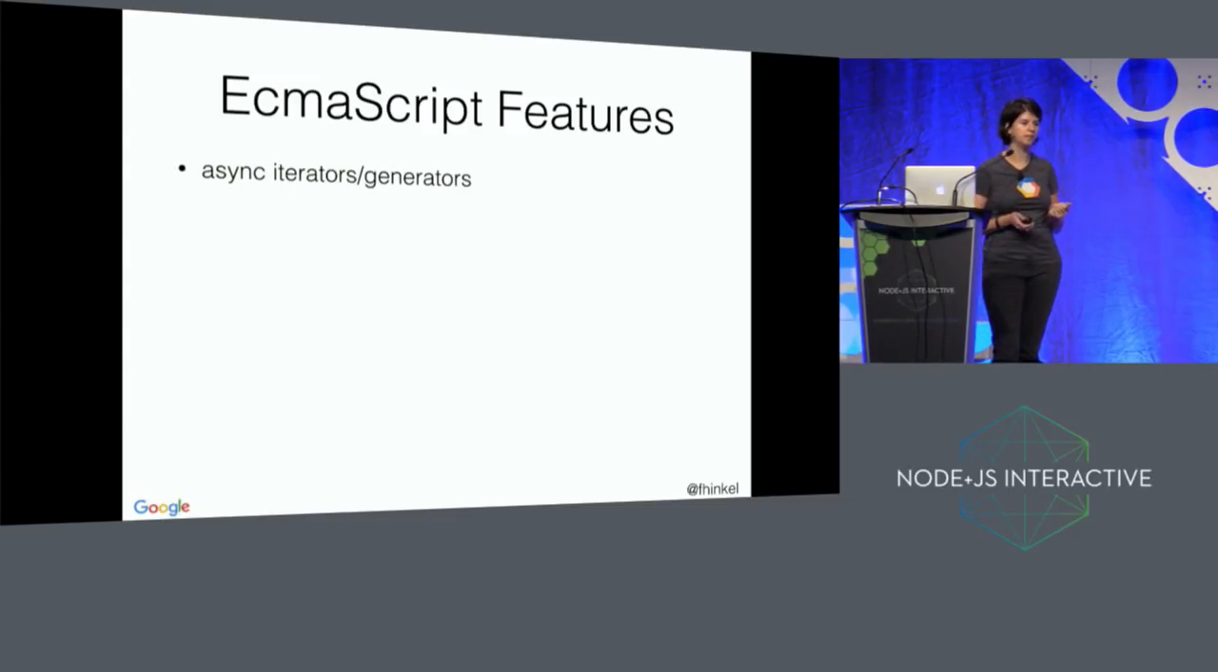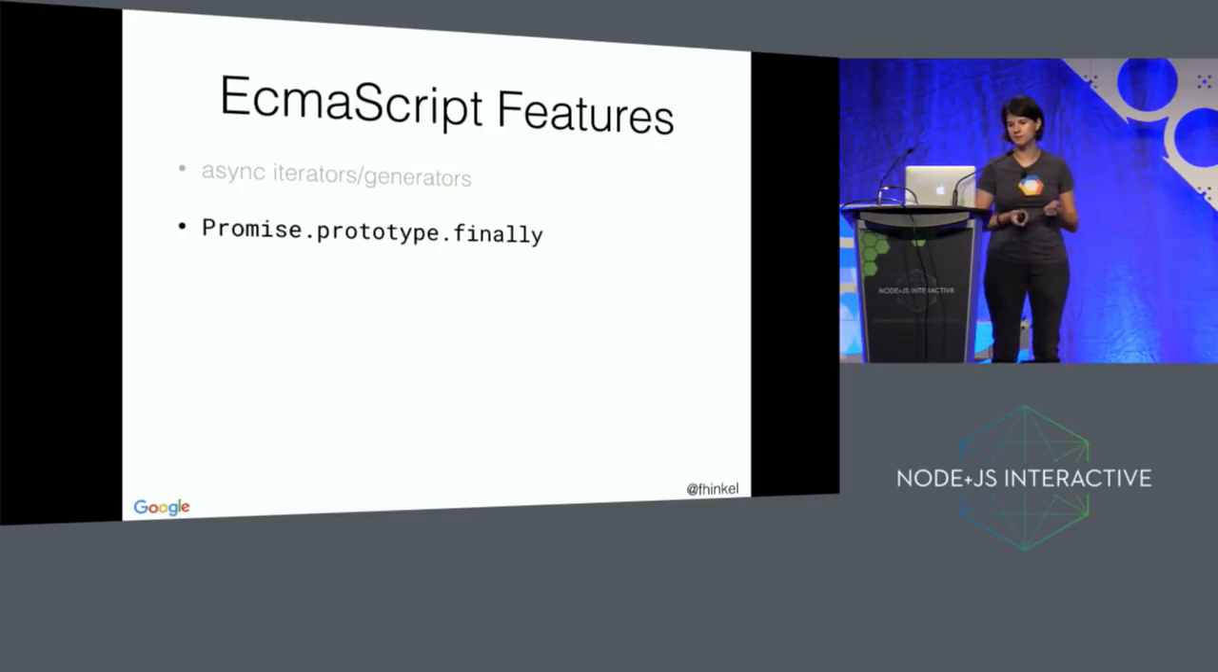Just picking a few here. So in Node 10, you can use async iterators and generators. You can use Promise.prototype.finally. So all of this is in Node 10.